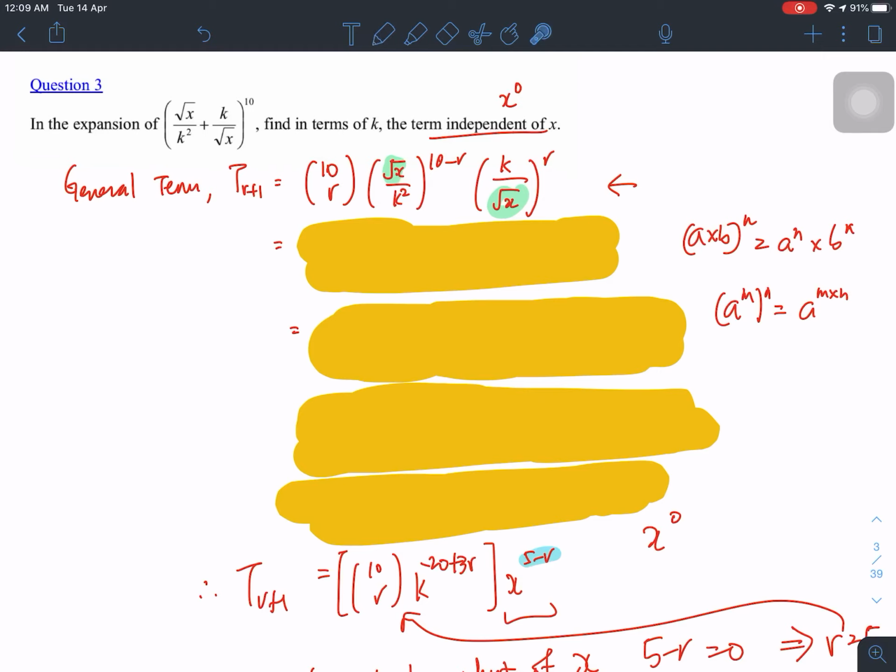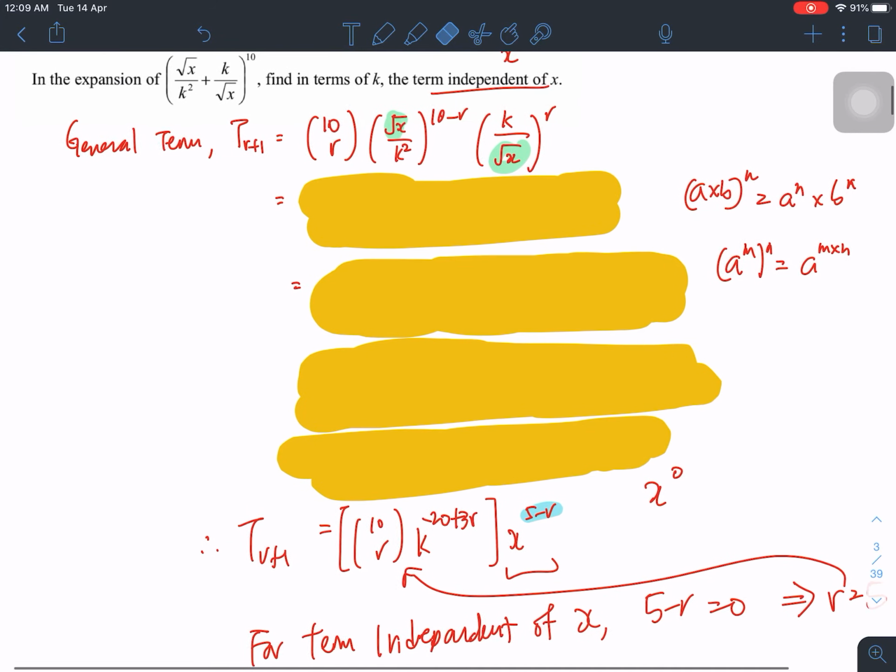Applying the formula, let's first find the general term of this expression. You should have 10 choose r, because in this case n takes the value of 10. The first term a, square root of x over k squared, to the power of n minus r, so 10 minus r. The second term to the power of r. You need to be able to write this down correctly, so that you get the 1 mark in your exam. Write this, substitute, and apply the formula correctly. Next, what do I do?